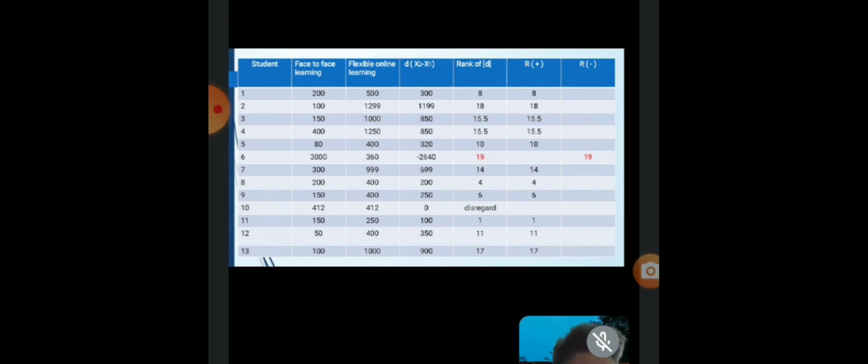Next naman po is 1,199. Wala naman din po siyang kaparehong value. Kaya ang kanyang po place is 18. Kaya ang rank po niya is 18. Then, in last, negative 2,640. Wala naman pong iba. Kaya po 19.